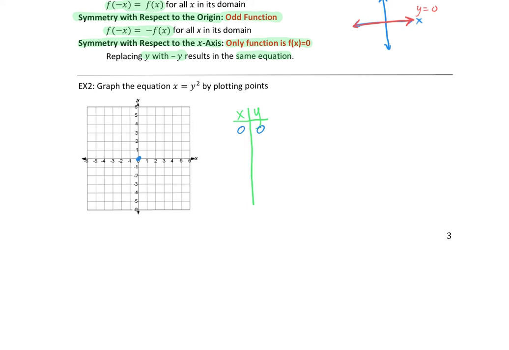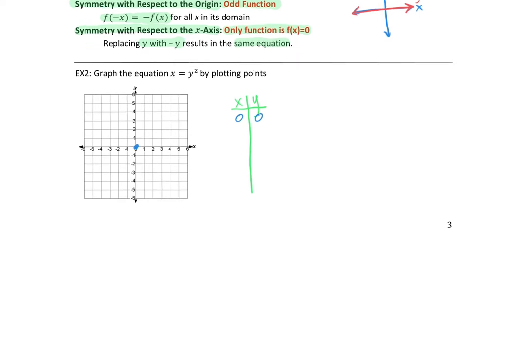Now, this is interesting. In this equation, the y is squared, but the x is not. So whenever you have something that's squared and another value that's not, it's easiest to put the values into the squared value. So for example, if I put in y equal to 1 and I square it, I get x is equal to 1. If I put y equal to negative 1 and I square it, I get x is equal to 1. So I'm going to pass through the point (1, 1) and the point (1, negative 1).